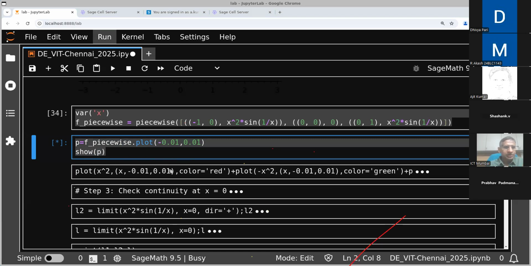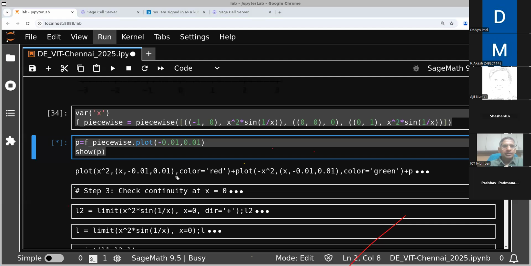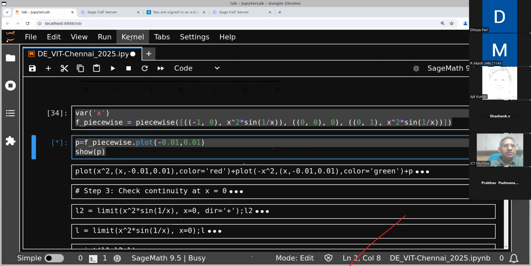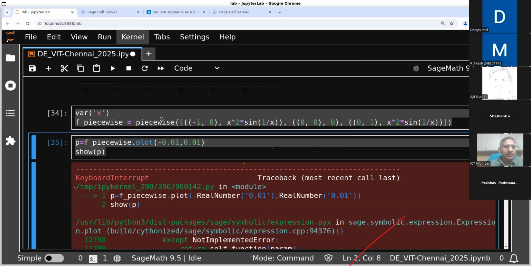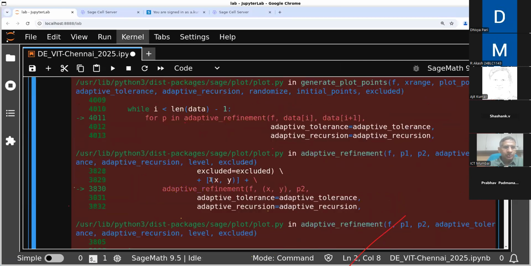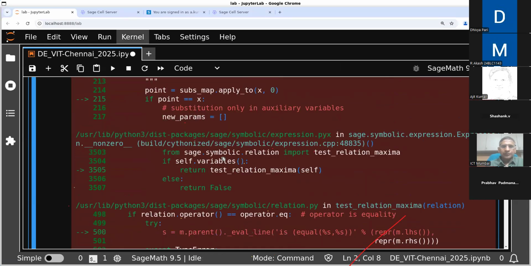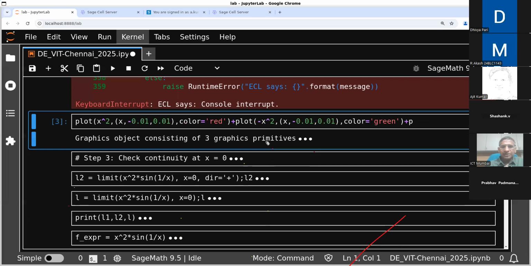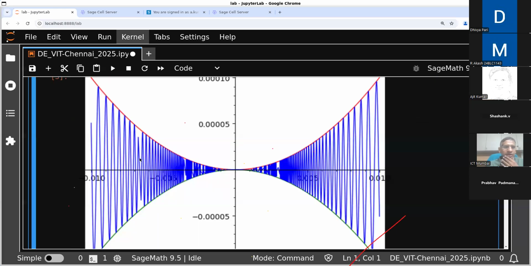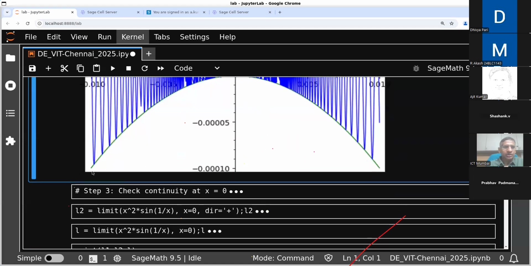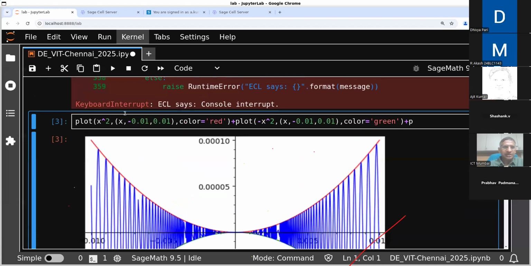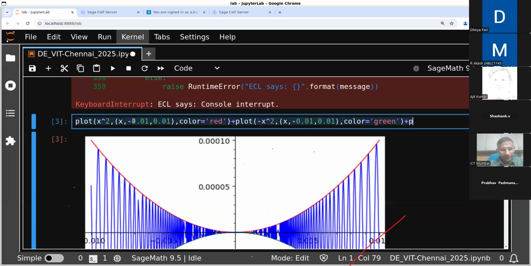I think I need not have run this. I can interrupt the kernel. Okay. I'm sure all of you know how the graph looks like. But if you look at the graph of this function, this is how it looks like. The blue curve is the graph of this function, and it actually lies between minus x square and plus x square. So that is what we have drawn. I've drawn these two graphs of x square and minus x square.